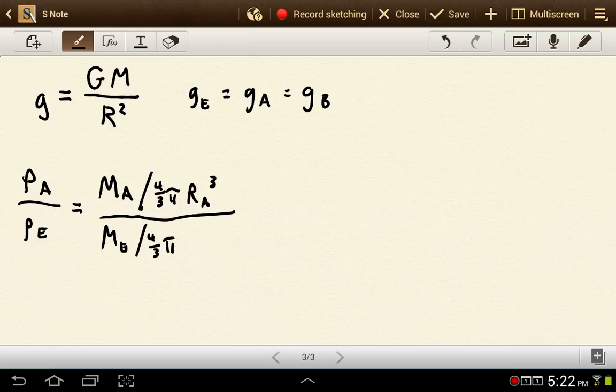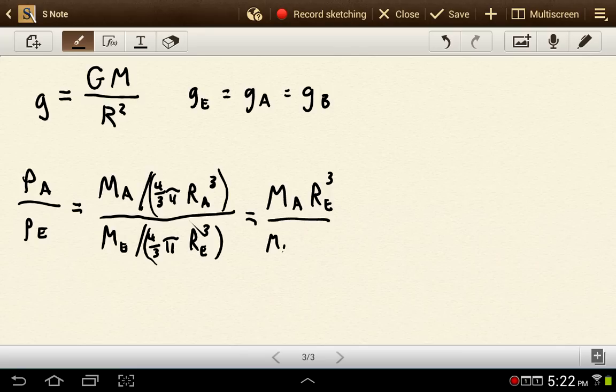And what you will notice is that you can very easily cancel the 4/3 pi's. Now remember that this stuff is all underneath the M_A. So this volume of the Earth is in the denominator of the denominator, and a denominator of a denominator is a numerator. So we get mass of the asteroid times radius of Earth cubed over mass of Earth times radius of the asteroid cubed.